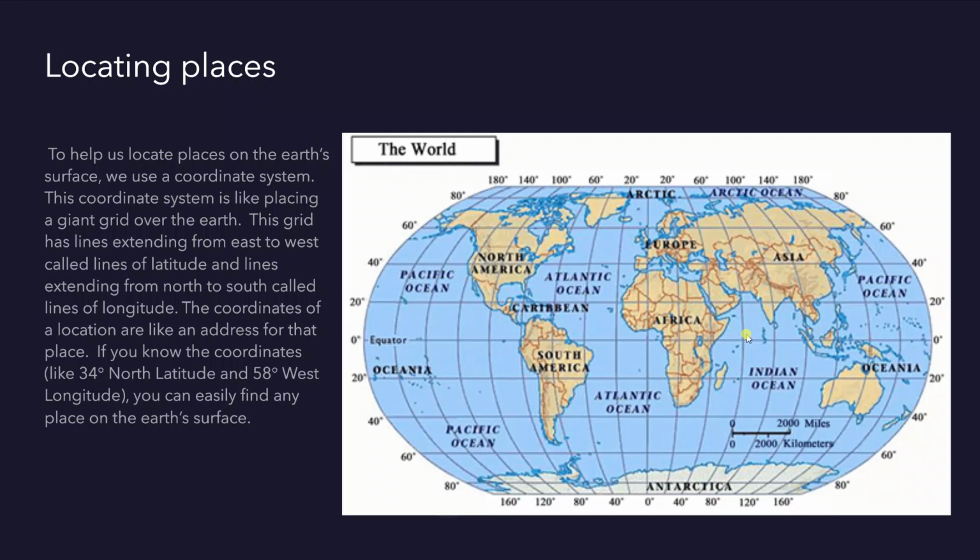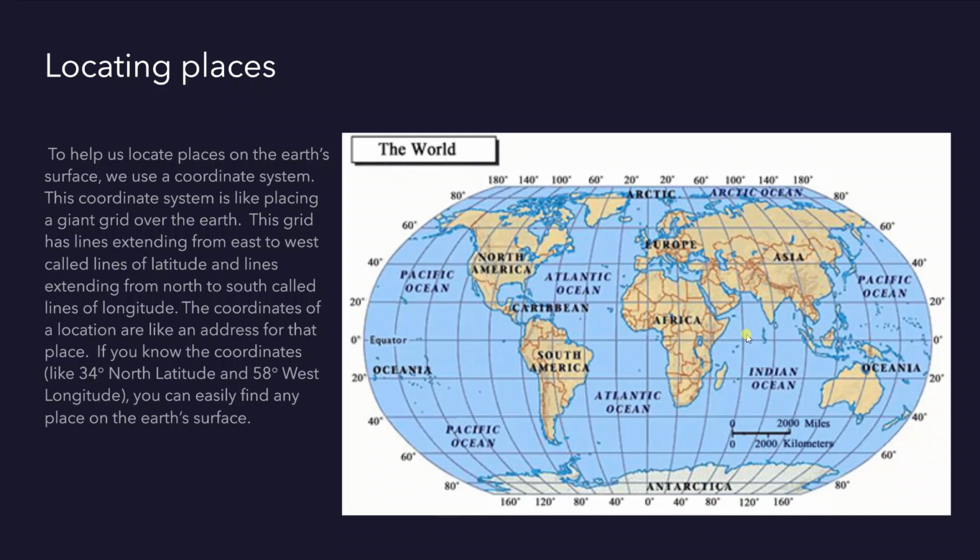The coordinates of a location are like an address for the place. If you know the coordinates 34 degrees north latitude and 58 degrees west longitude. So children, you know the equator, right? Above that it's north. So the 34 degrees north latitude. That's a latitude. We will learn it in higher grades. And 58 degrees west longitude. You know the prime meridian, right?